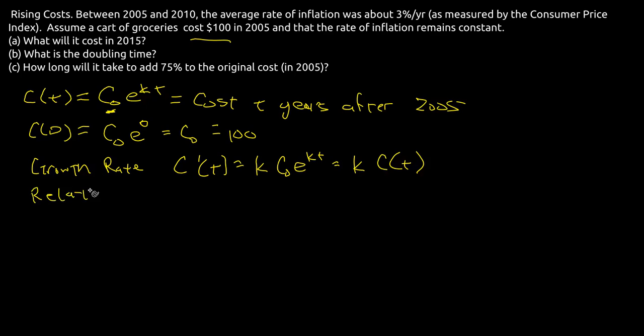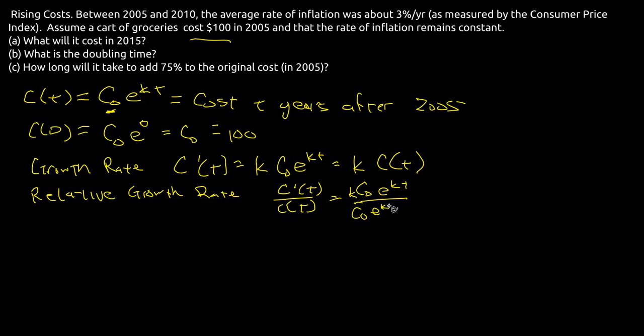It often is useful to think about the relative growth rate, which we obtain by taking c prime and just dividing it by c of t. And the formula then is k c0 e to the kt, forgot the k in the derivative, and then we divide by c0 e to the kt. The c0's cancel, the exponentials cancel, and we're just left with the k. This gives us another way of thinking about exponential growth. The relative growth rate is a constant k.